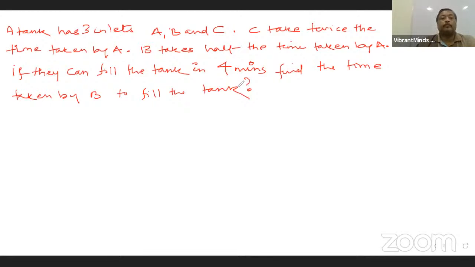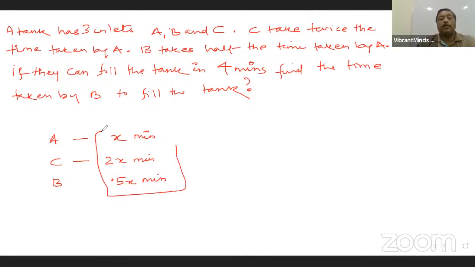Now see, let's assume A takes X minutes. So C takes how much? Twice this time, that is 2x minutes. But B takes half the time, that is 0.5x minutes. To remove this problem, let's multiply the whole by 2. So we will go with A takes 2x minutes, B takes 4x minutes, whereas C takes x minutes.